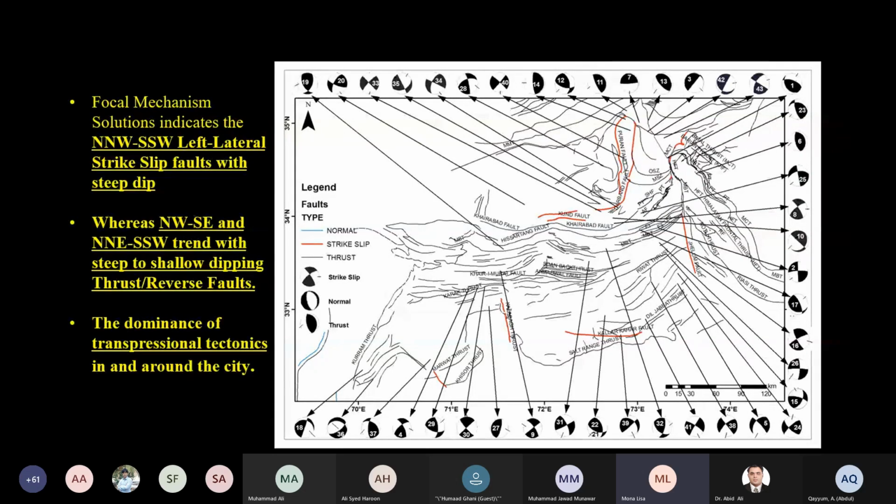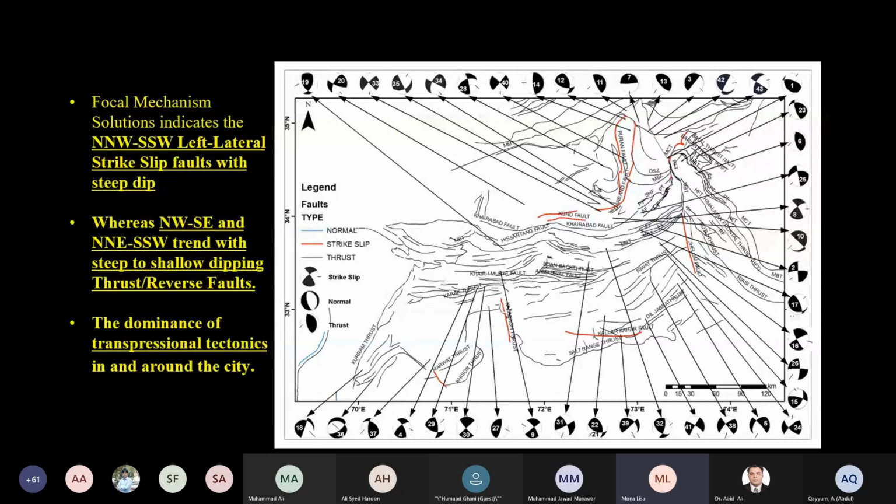So on the basis of our investigation, which is based on fault-based solutions, it is interpreted that there is dominance of transgressional tectonics in the Himalayas, and especially near Islamabad. In Islamabad, along the Margalla thrust, we are getting left lateral strike slip splays or left lateral strike slip indication at very shallow depth, even at the depth of 2 kilometers. So we need to see what kind of structure is lying or being carried by the MBT at the depth of 2 kilometers or 6 kilometers or 8 kilometers.